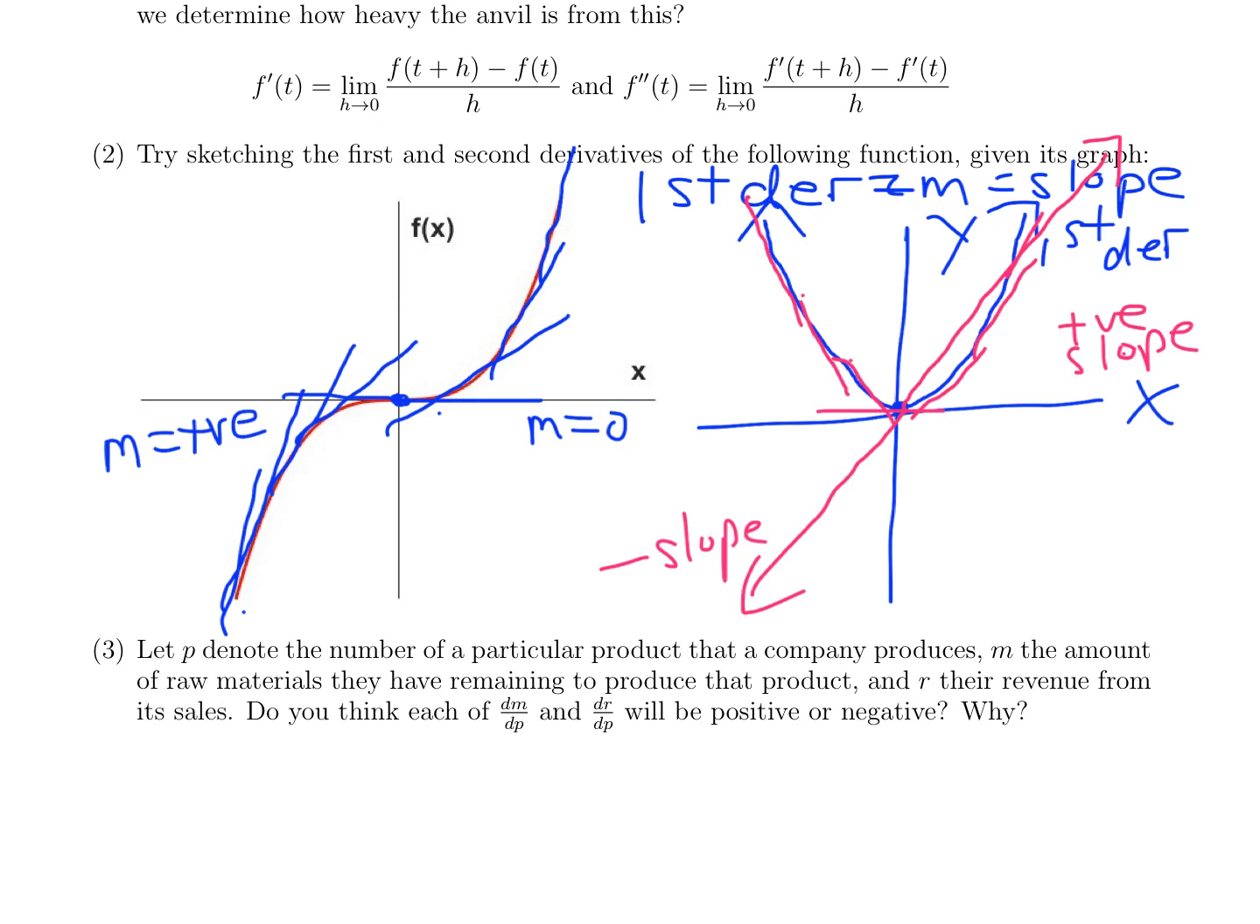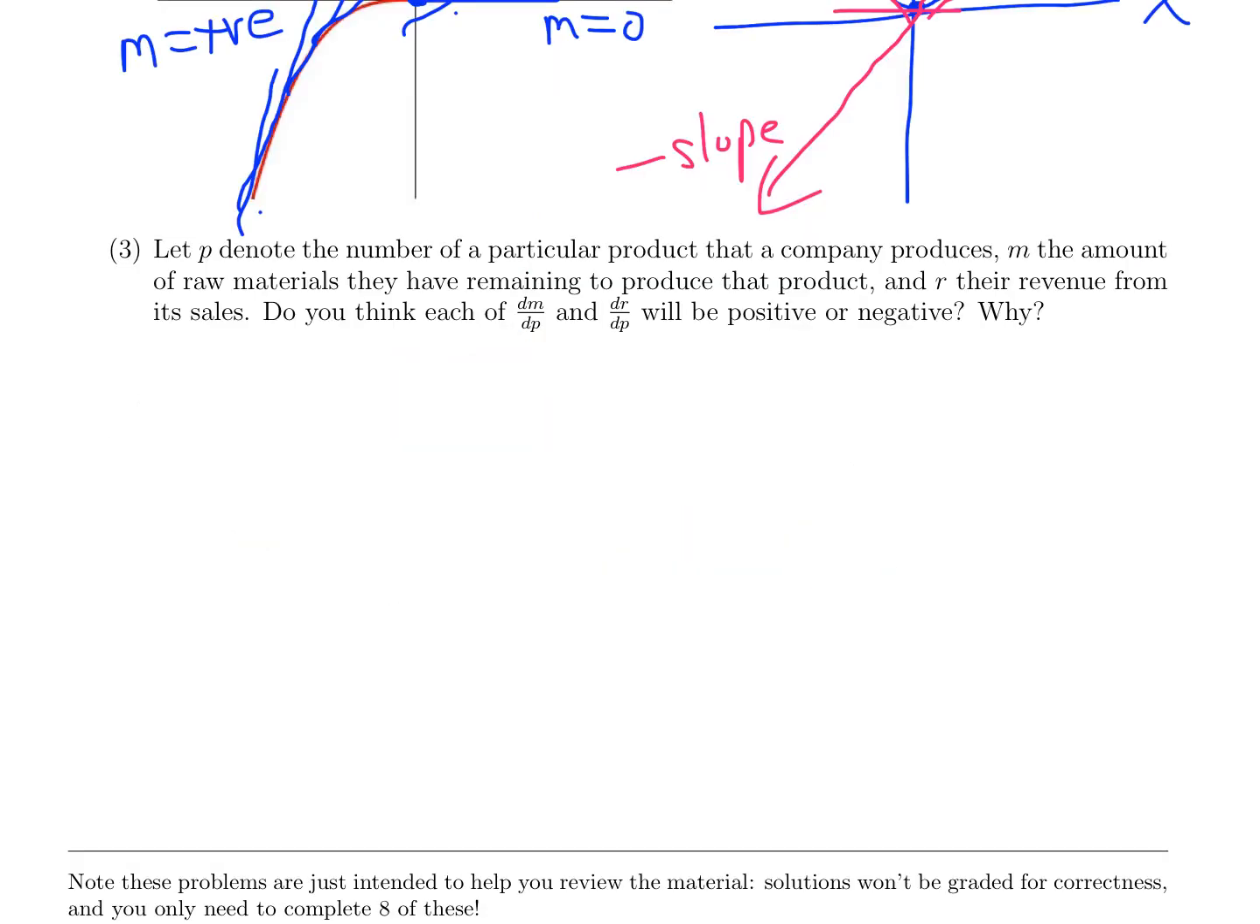Okay? That's a good question. Let's have a look at this last one. This is another great thinking question. I like these questions. Okay, so P is the number of a particular product that a company is producing. M is the amount of raw materials that they need to make it. And R is how much money they're going to make when they sell it. So let's think about what dM/dP means. And again, he's really testing your knowledge, like your understanding of what these concepts are, which I really like.